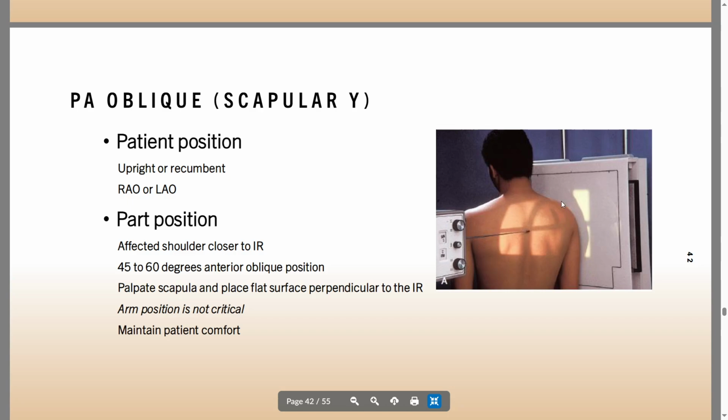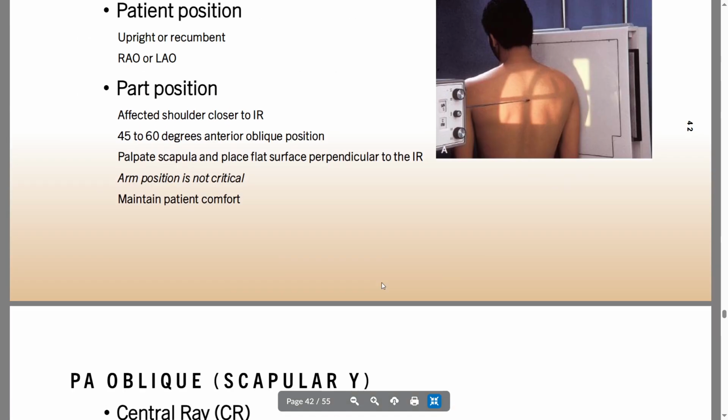So a patient will orient themselves, or you'll orient them, 45 to 60 degrees in that anterior oblique position. You'll palpate the scapula and make sure that it's kind of perpendicular to the IR. So we don't want it to be as flat as we would for something like a Grashey. We should kind of be shooting through it. For this, remember the arm position. We don't care if it's internally rotated, neutral, externally rotated. What's important is that the patient's comfortable because likely they're coming in with trauma.